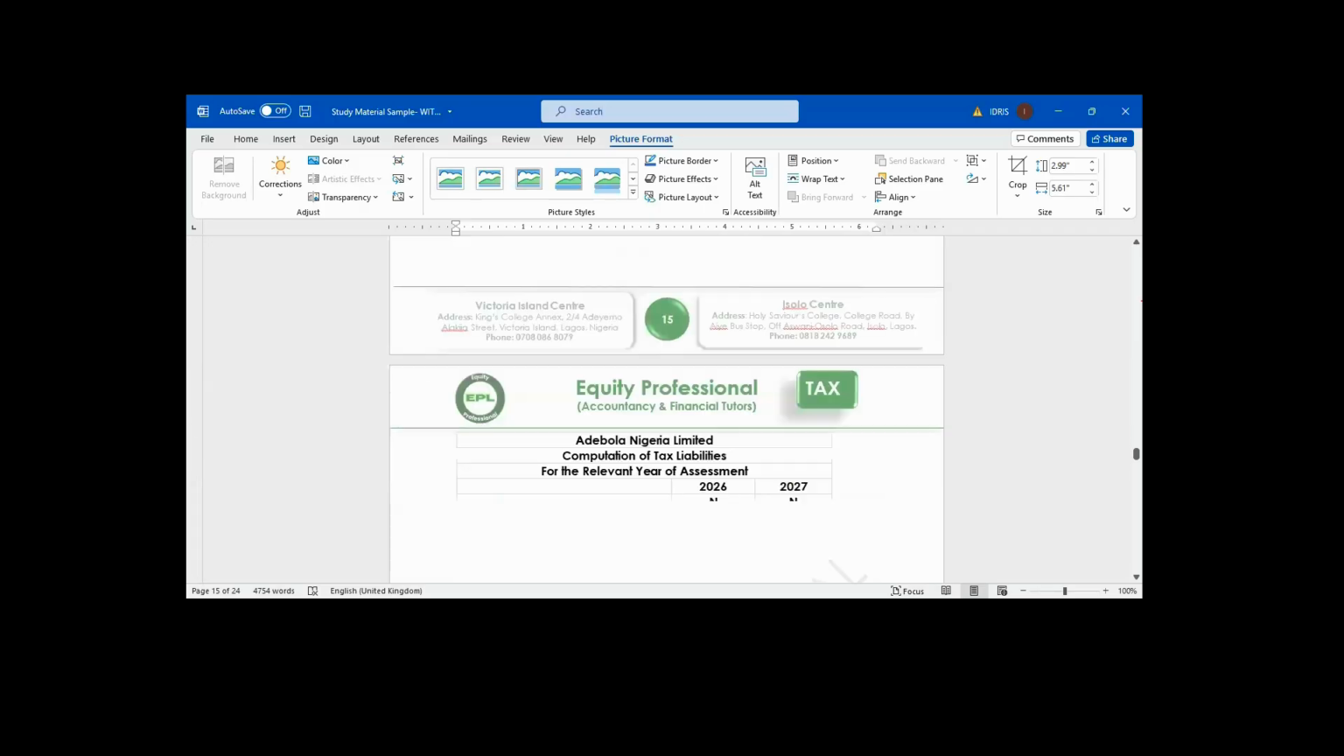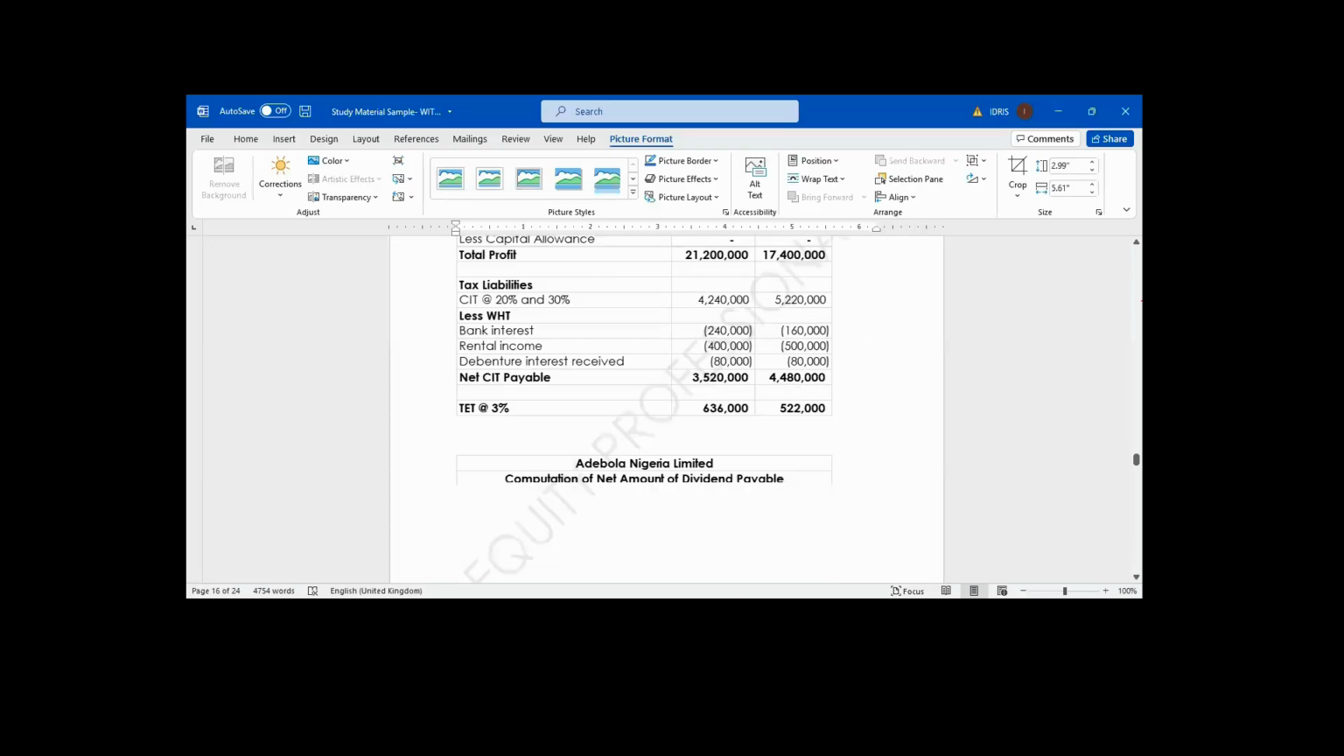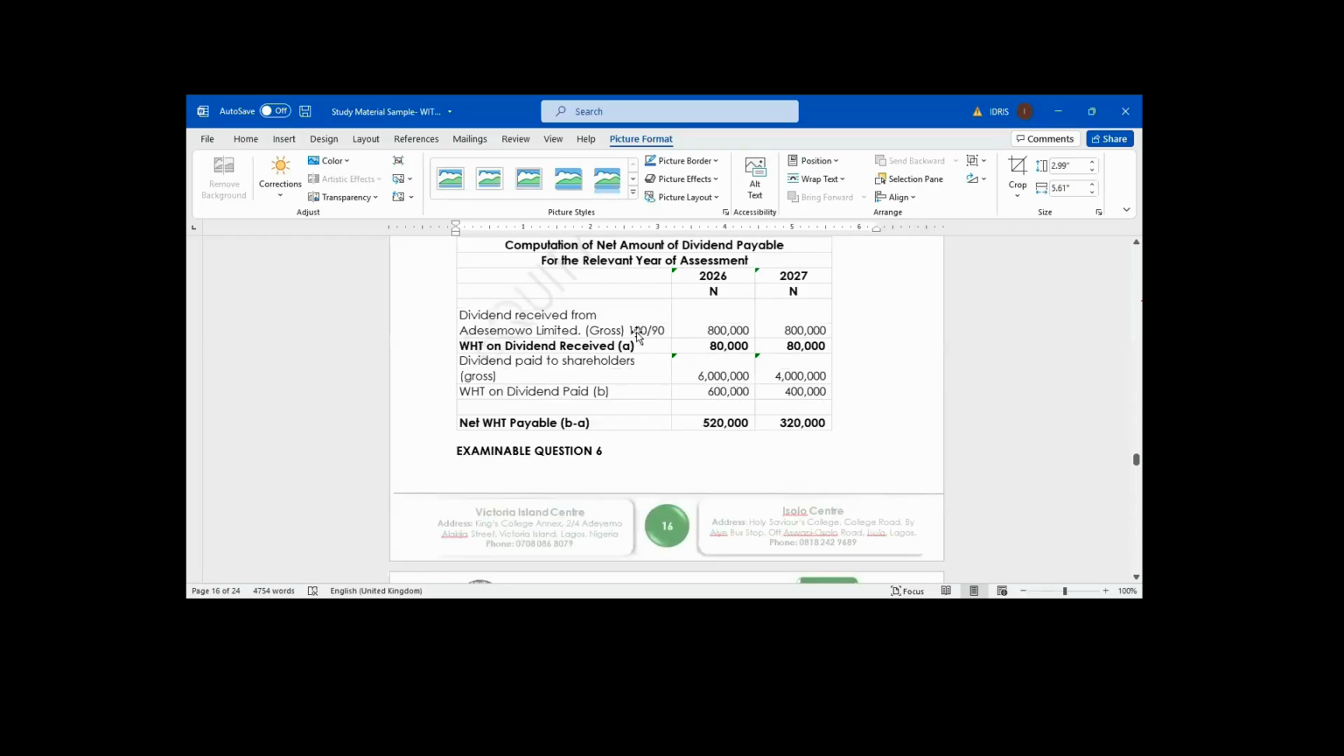If you want to gross it back, what is the withholding tax rate on dividend for this company? 10%. 10 over 90 times 720,000 gives you 800,000. That means your dividend received is 800,000, and the withholding tax on it is 80,000. But the dividend Adebola Limited pays to their shareholder is 6 million. The withholding tax on that dividend, 10% of 6 million, is 600,000.